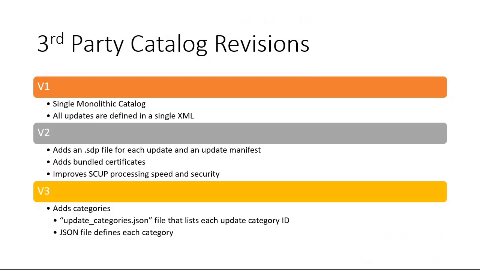SCCM to read. V3, which really changed things on the Config Manager side, added categories. It basically added a file called update categories. It's a JSON file that lists every single category in a catalog, and then there's a separate JSON file for each category that lists the updates that belong in each category.